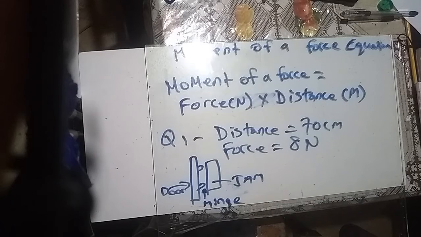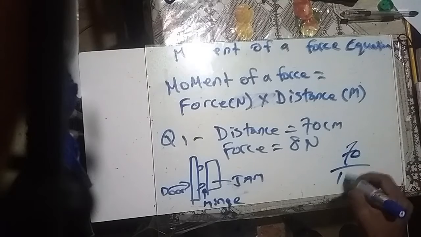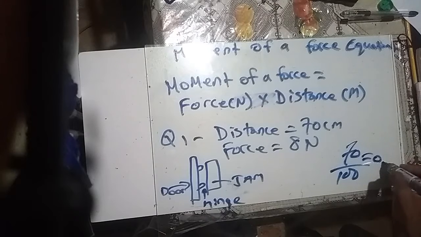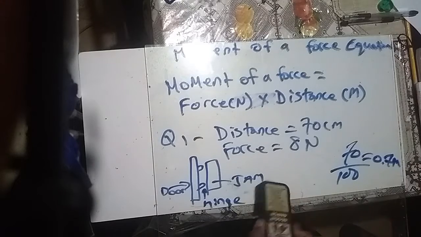So let's go. First things first, let us convert the centimeter to meter. So therefore we have 70 divided by 100. Do you know that 100 centimeter make a meter? So that equals 0.7 meter. Therefore now we can run through and calculate the moment. Right?